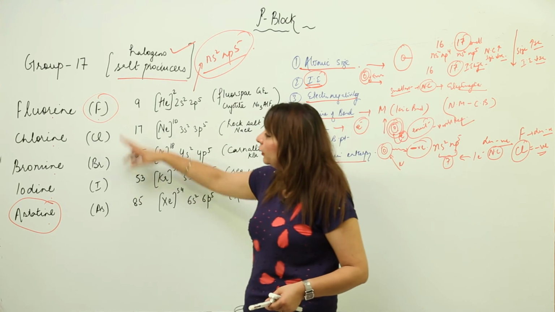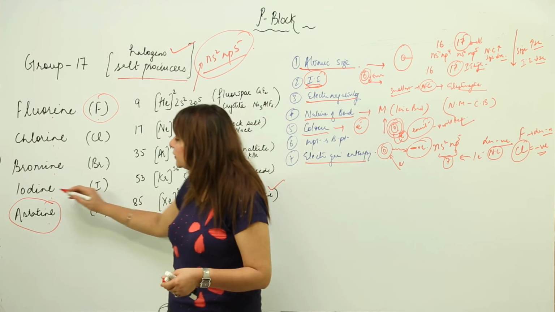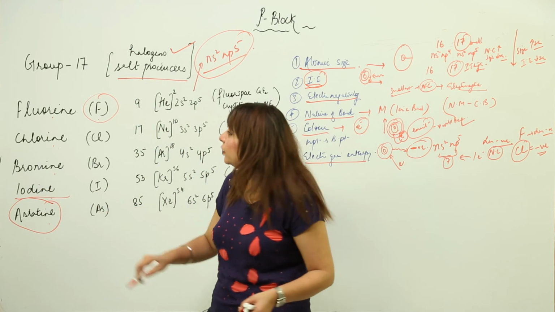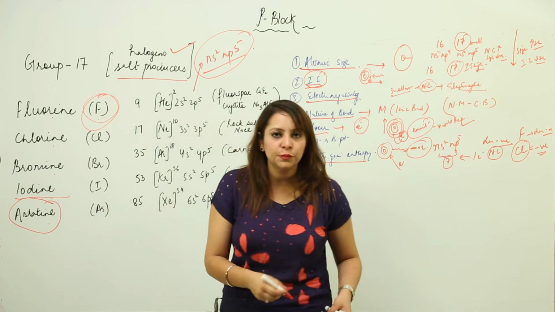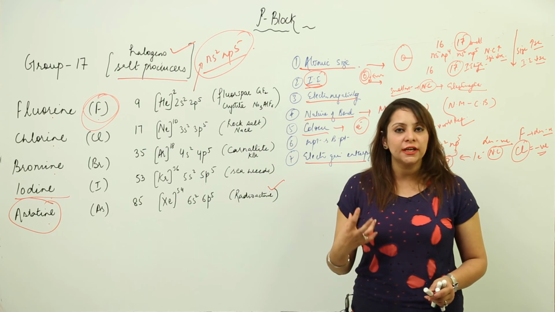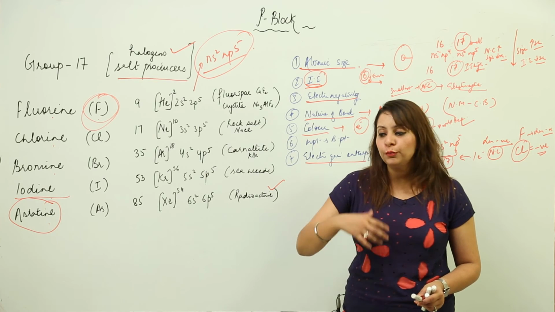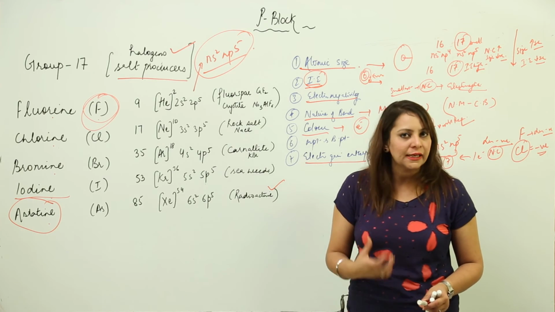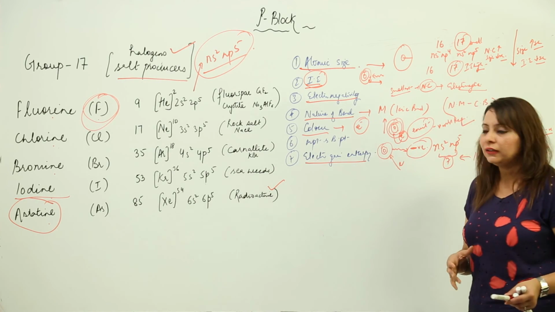And if we compare all of them, iodine will take less energy to show the excitation, and fluorine will need the maximum energy because its size is too small. So that means the nuclear charge is too high, and you need to supply more energy if you need to cause an excitation, right? But still they are colored.